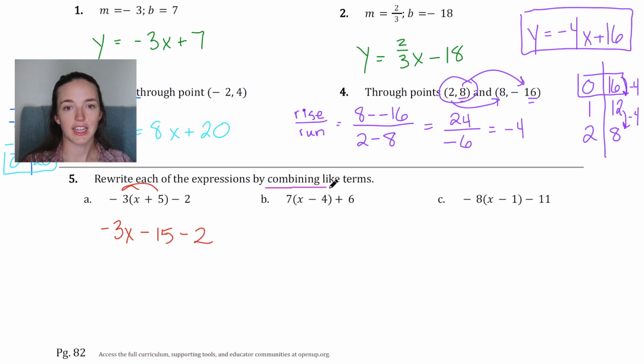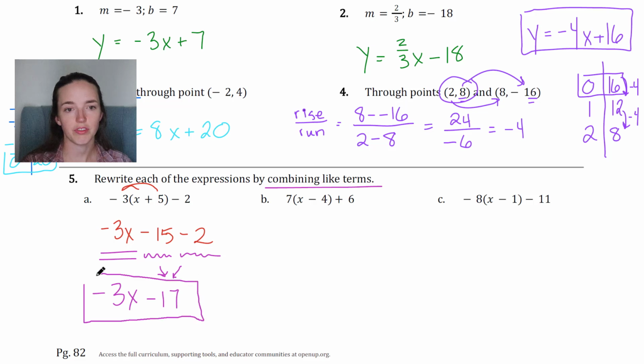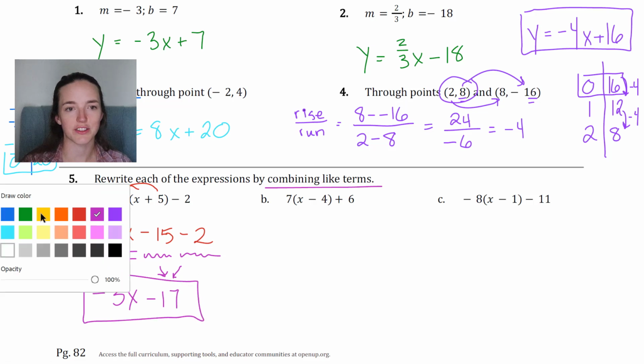And then I'm looking for like terms. So x does not have any like terms. There are no other x's. But -15 and -2, those are like terms because they have no x's attached to them. So the x stays, but these two I can combine. -15 minus 2 is -17. It's a weird box, but that's okay.